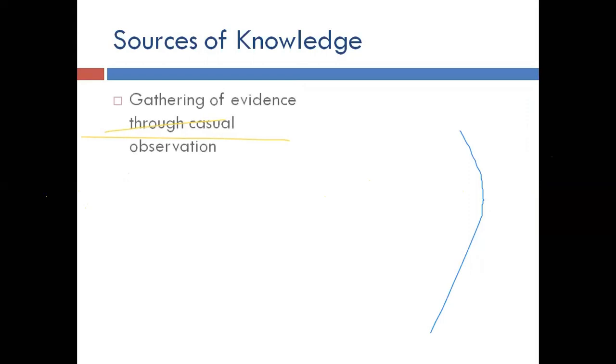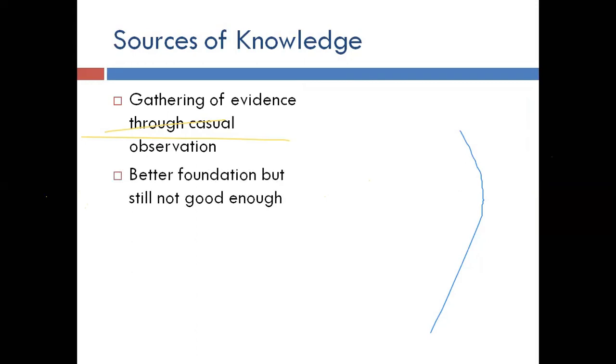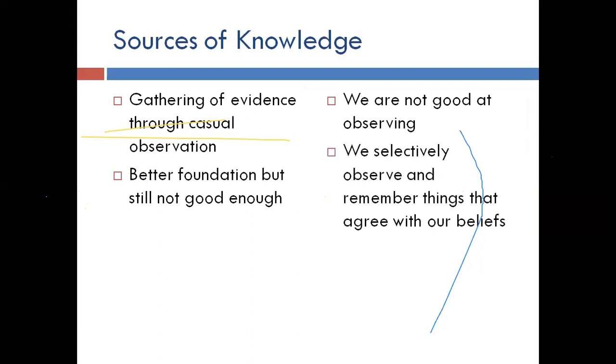Another very important source of knowledge that we think of is casual observation. Now we gather evidence through observation and casual observation. It's a better foundation, but still not good enough, because we are not always good observers. We are selective in our observation. We selectively observe and remember things that agree with our beliefs. We don't want to observe anything that doesn't agree with our beliefs.